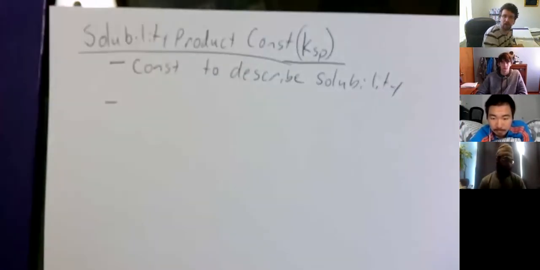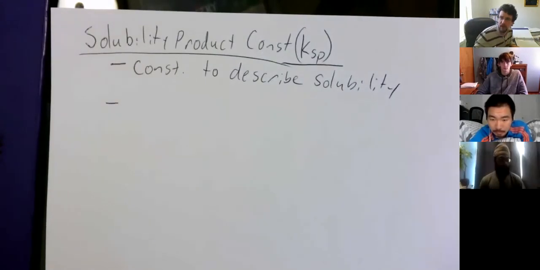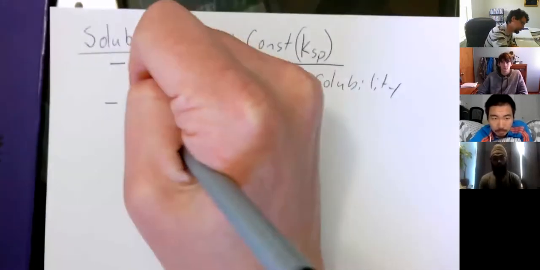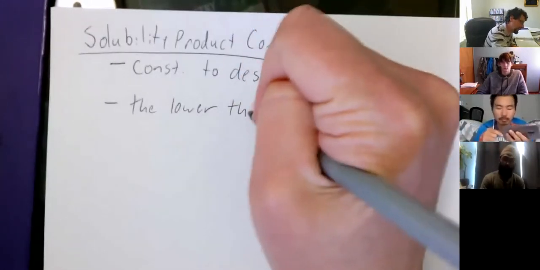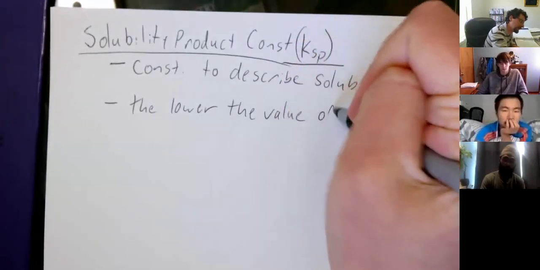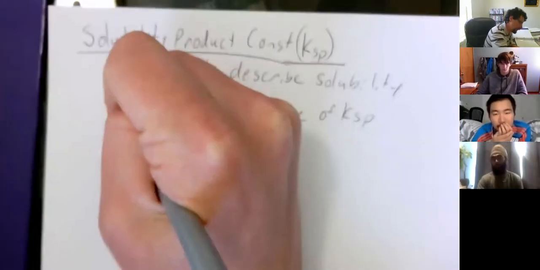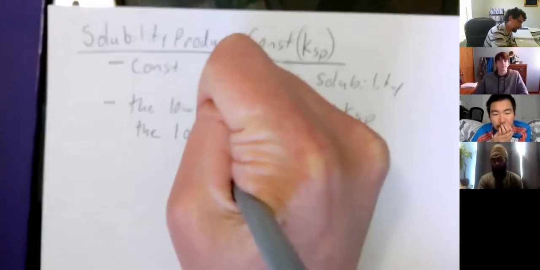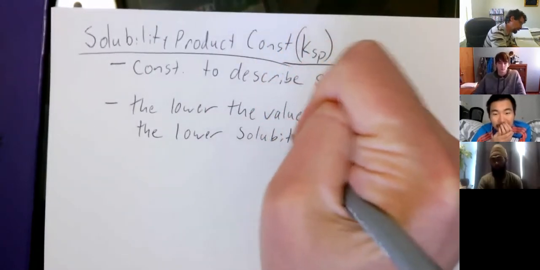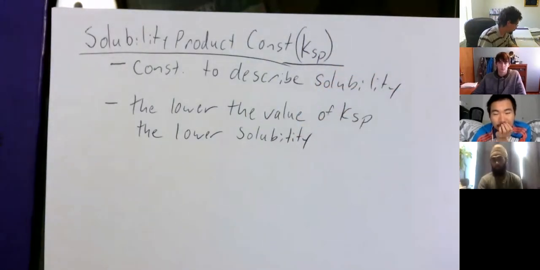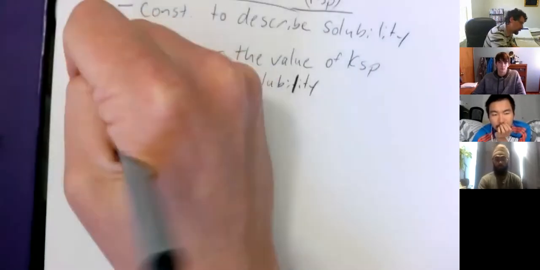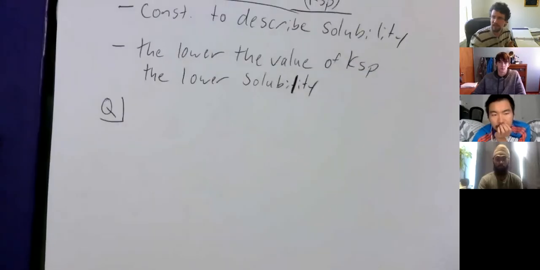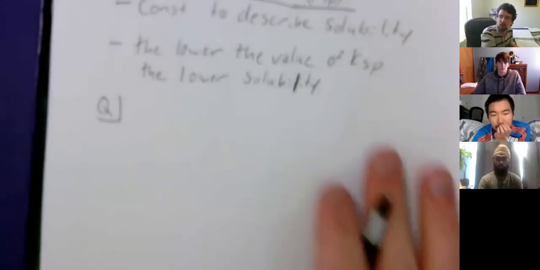Okay, so if you have a low KSP value, what does that mean about your solubility? It's not very soluble. Right? The lower the value of KSP, the lower the solubility. So a lot of times you'll hear insoluble, but a better way to describe this is sparingly soluble.